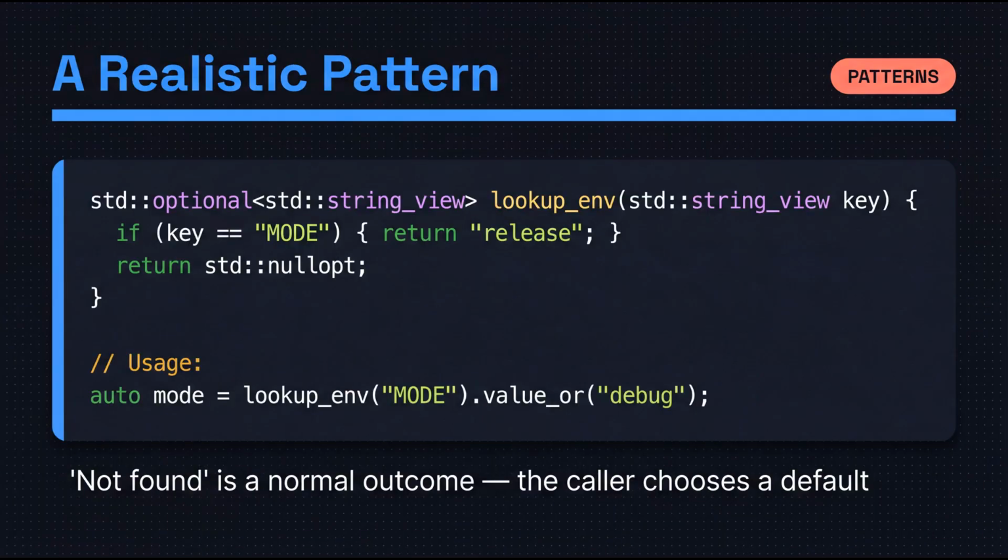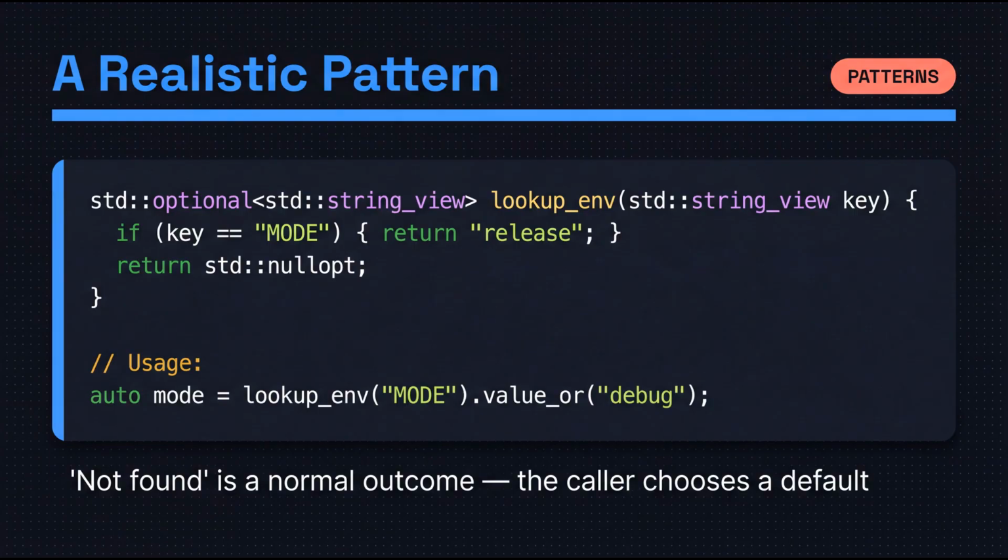Here's how optional works in practice. lookupEnv takes a key and returns an optional string_view. If the key is mode, we return release, otherwise nullopt. At the call site, we use value_or to provide a default: auto mode = lookupEnv("mode").value_or("debug"). If the key exists, we get the stored value. If not, we get the default.